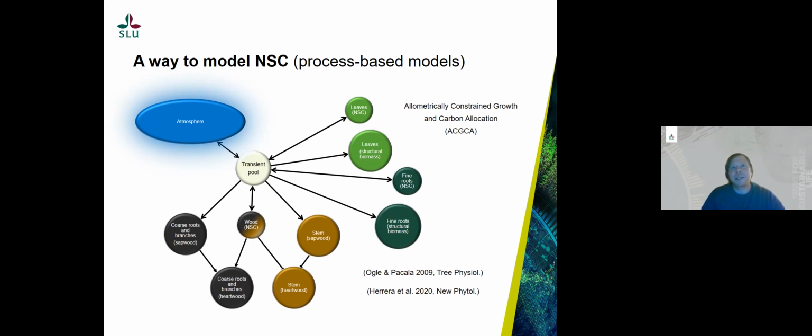Why is this model actually called allometrically constrained? Well, in my particular model case, this is because statistical models such as the one before that we have seen by Pakala, such statistical models provide external allometric constraints to the process of carbon allocation to the tree organs.